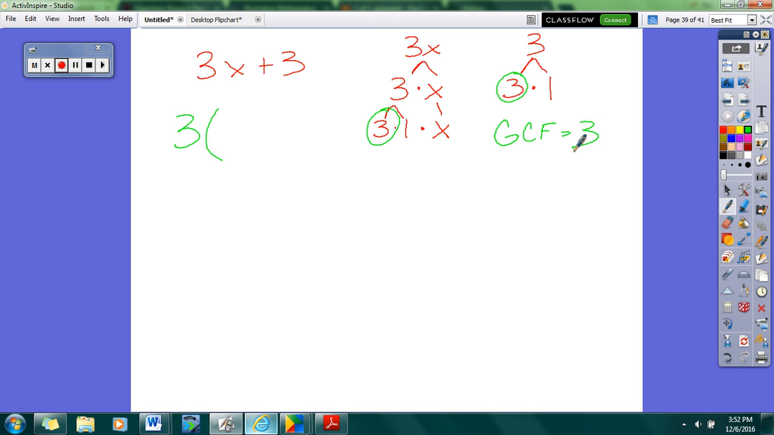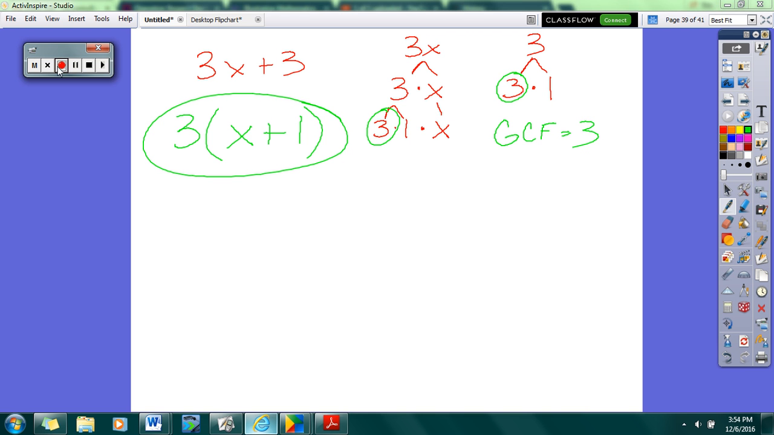Now, many students would be able to see that 3 can go into both 3x and 3, but when all else fails, you can always make a factor tree. So I want to know 3 times what is going to be 3x? 3 times x is going to be 3x. And 3 times what is going to be 3? Well, 3 times positive 1. So my factored expression of 3x plus 3 would be 3 times the quantity x plus 1. So don't worry. The more we do this, the more you're going to get a hang of it, the more you'll remember greatest common factor.